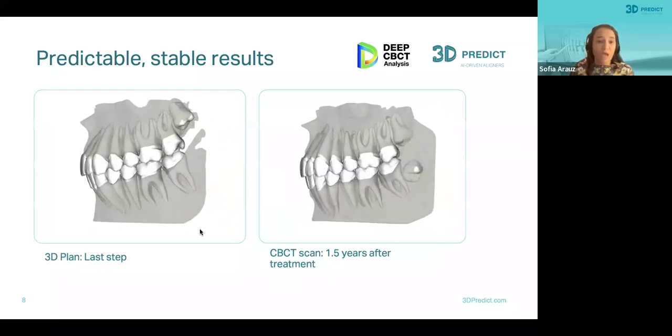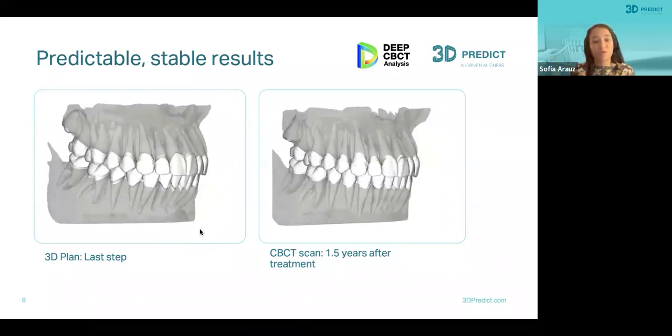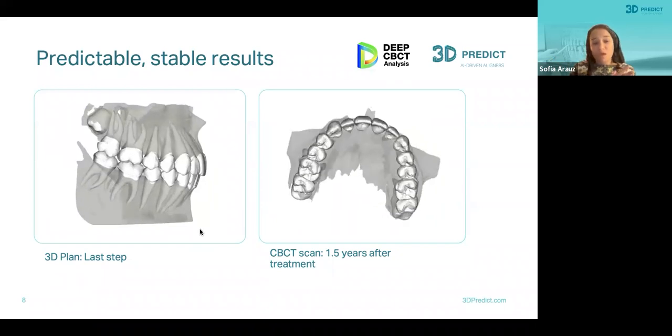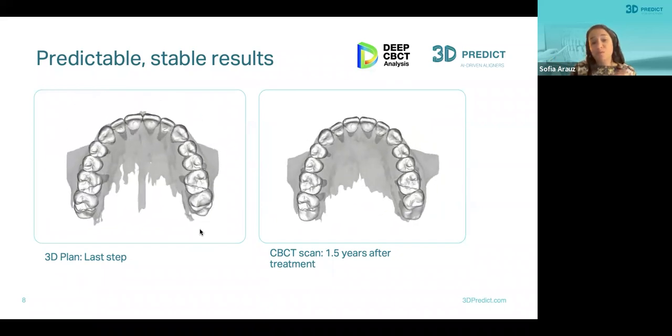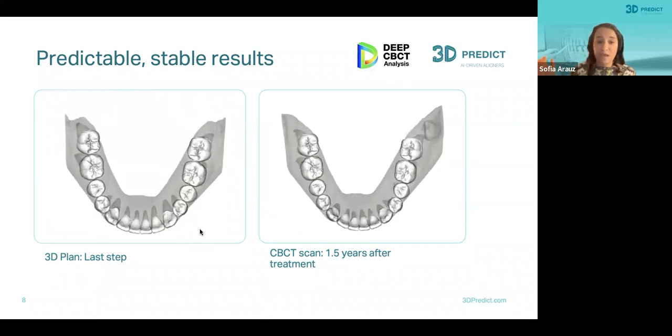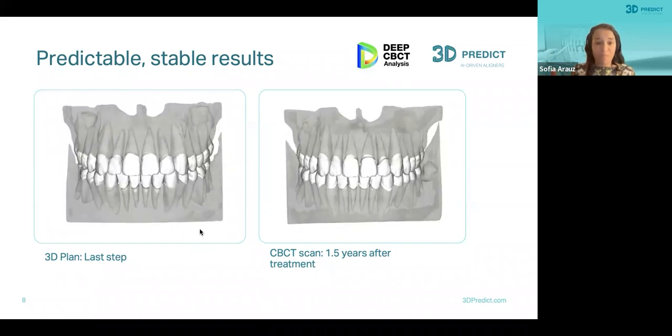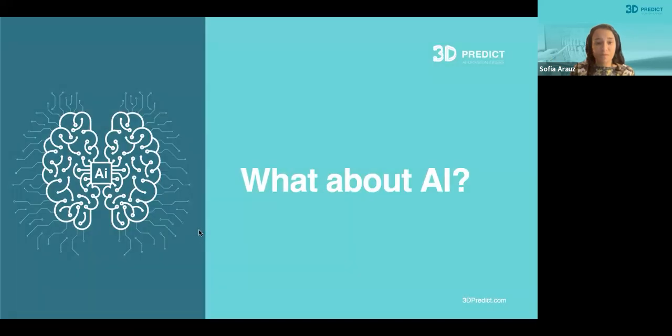Now, the second reason why roots and bone matter is because you get stable, predictable results. Here you can see the comparison of the last step of the treatment plan, what we predicted was going to happen, versus the CBCT scan 1.5 years after treatment of this patient, and they look basically the same. And the patient has not experienced relapse.